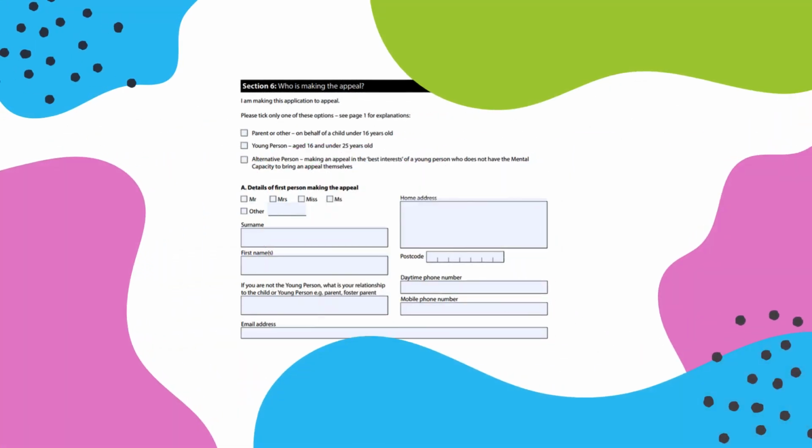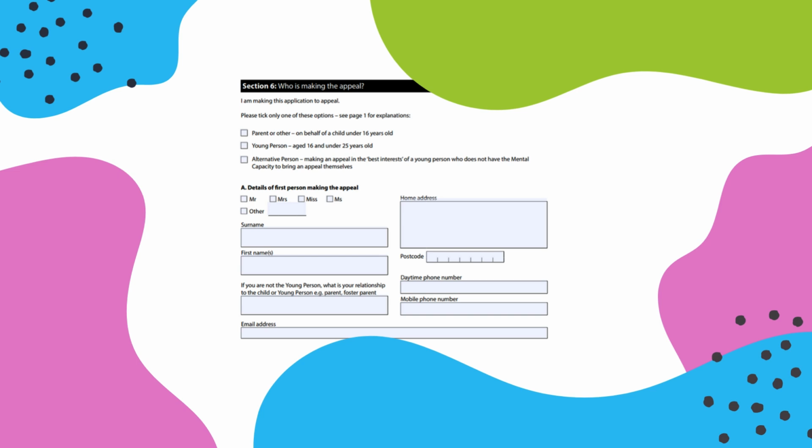In Section 6, the form asks who is making the appeal. One out of the first three boxes needs to be ticked. The options are a parent or other on behalf of a child under 16 years old, a young person aged over 16 and under 25, or an alternative person. This is someone who is making an appeal in the best interests of a young person who does not have the mental capacity to bring an appeal themselves. For more information on mental capacity, please see the resources on our website.